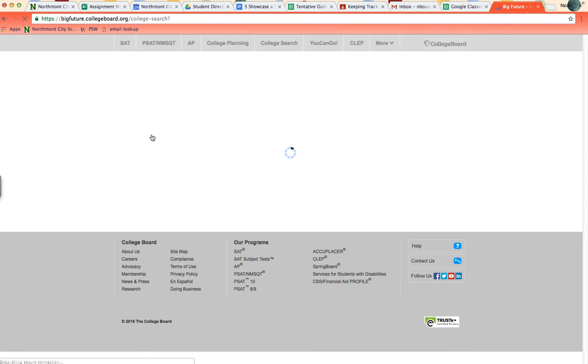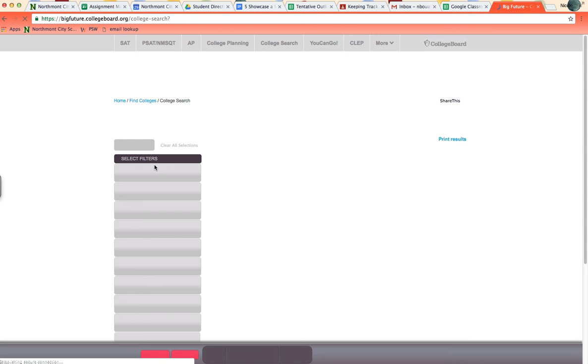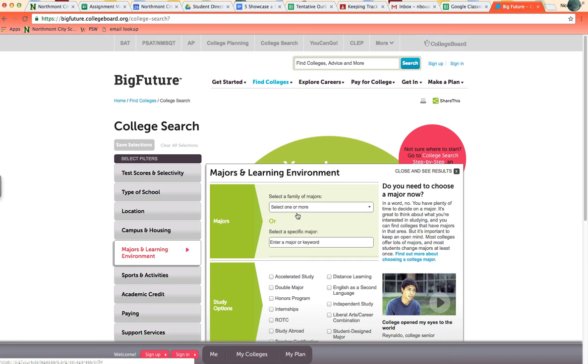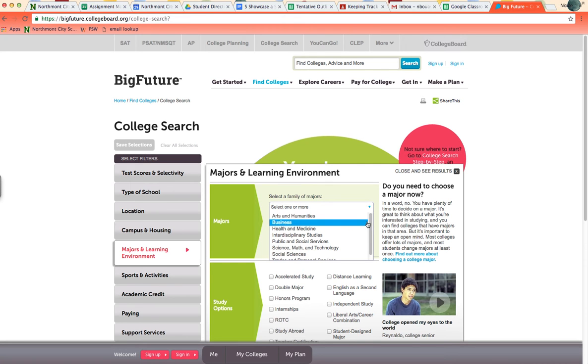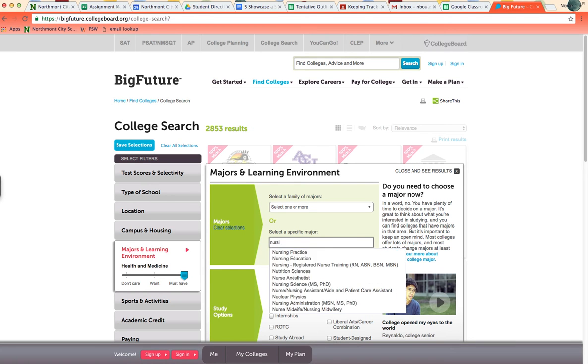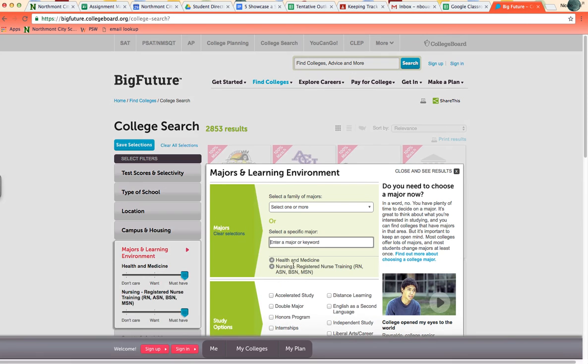And there's a section where you can go in and actually enter your major, and you need to do that to find colleges. So right here where it says majors and learning environment, you want to click on that. And it's going to ask you family of majors. I was looking at nursing, so that would be under health and medicine. Specific major, then you can look. Okay, now see all these different things that were in here. If I don't know what I want, I may not know this. Okay, so I want to study to be a registered nurse. So I'm going to click on that.